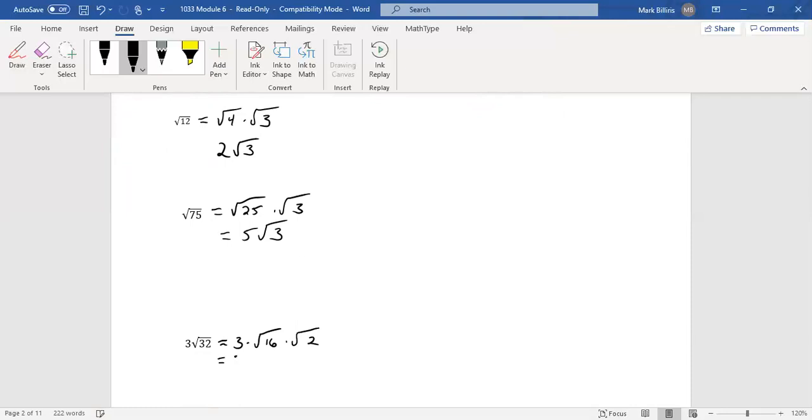So my next step is to simplify the perfect square. So I still have the 3 on the outside. So it's 3 times the square root of 16 is 4, because 4 times 4 gives me 16, and I still have my square root of 2. 3 times 4 is 12, so my final answer would be 12 square roots of 2.